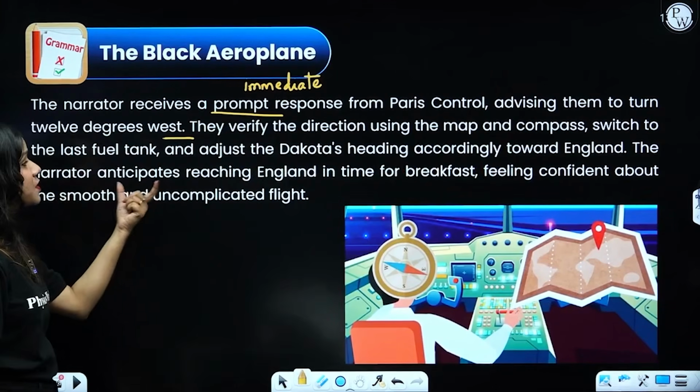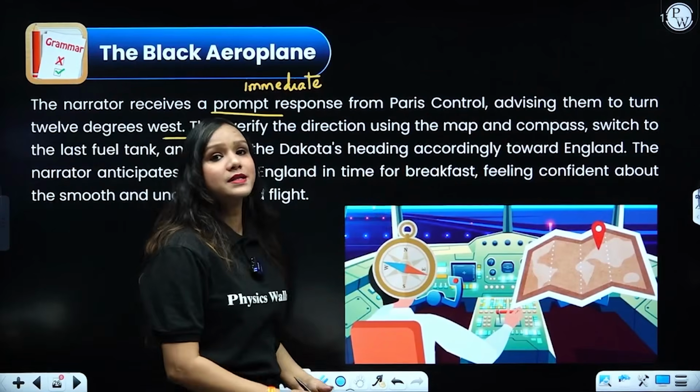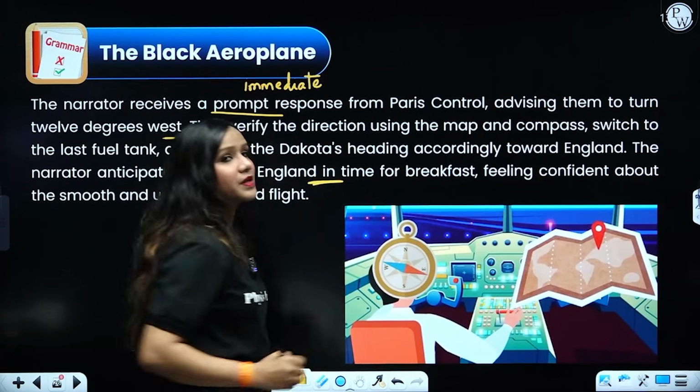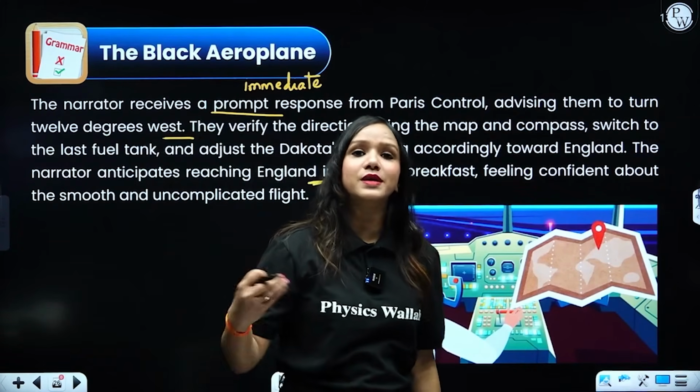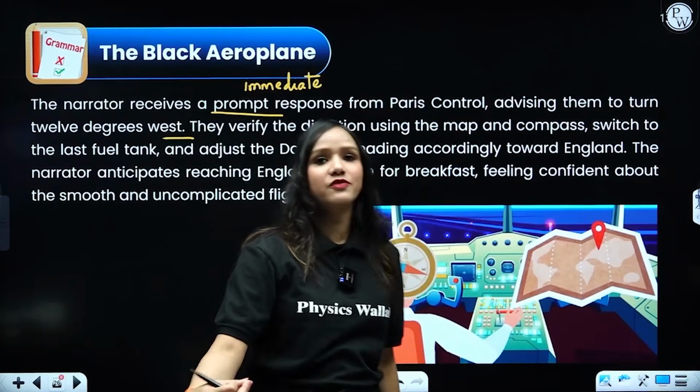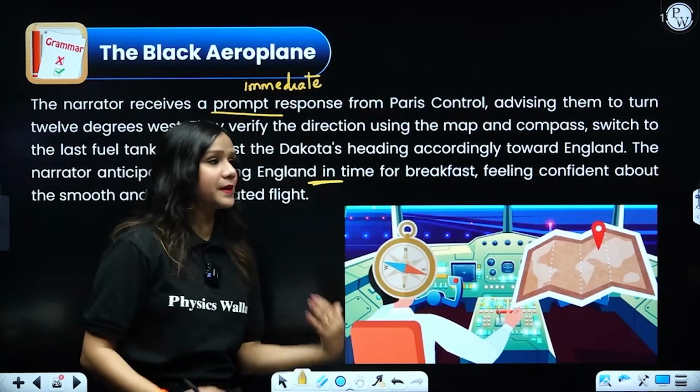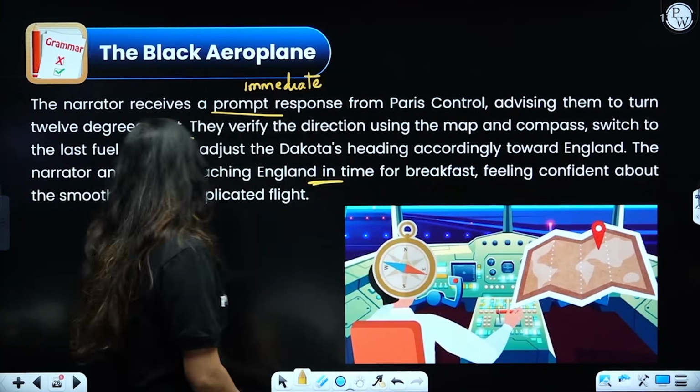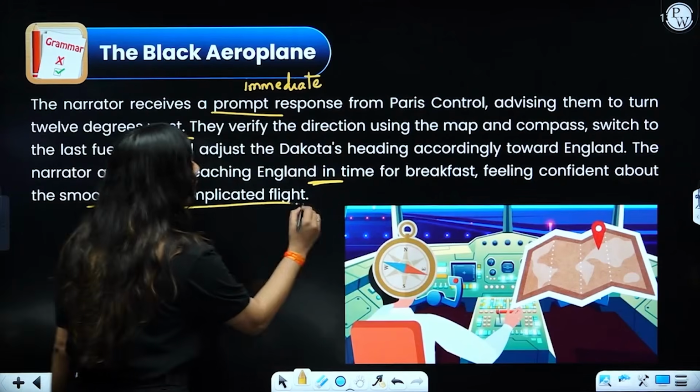The narrator anticipates reaching England in time for breakfast. What is the meaning of "in time"? Before time, right? When we say "on time," this means you reach somewhere at the specified time, but "in time" means before time, right? So, feeling confident about the smooth and uncomplicated flight.